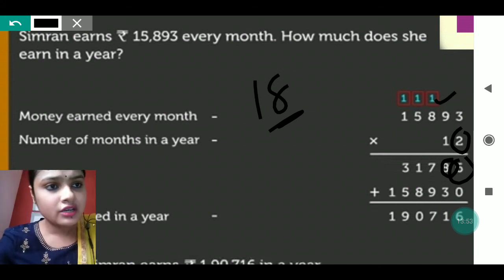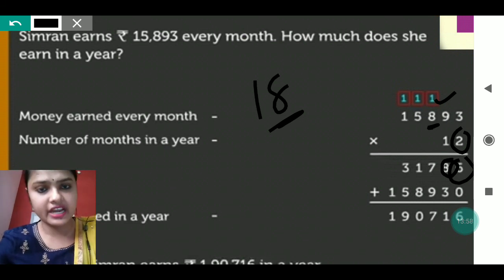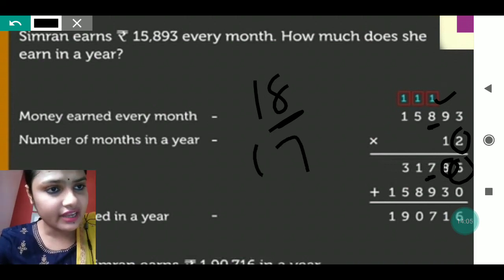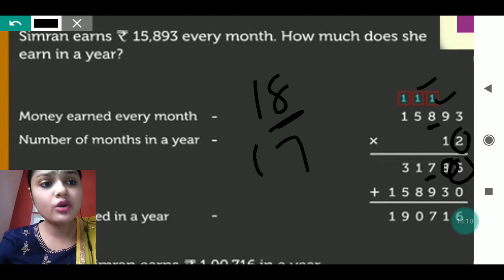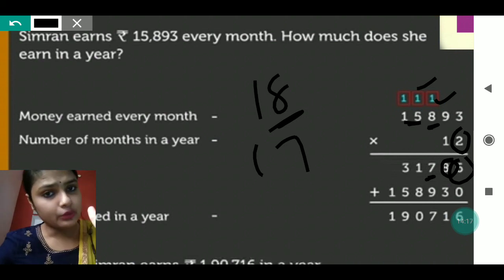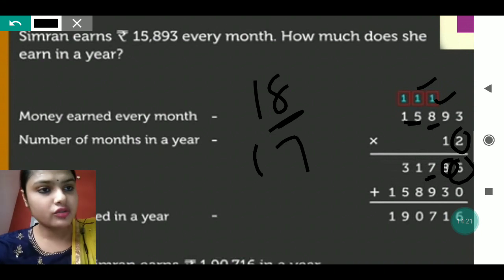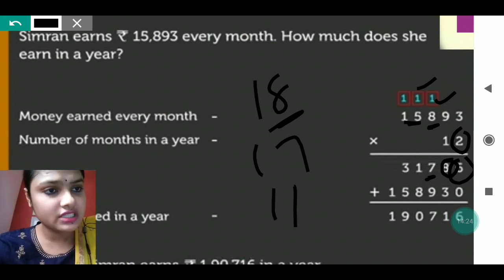Now we will multiply with 8. 8 into 2, let's read the table of 8. 8 ones are 8, 8 twos are 16. 16 plus 1 is 17. So 7 we write here and 1 carry again. Now 2 into 5, or 5 into 2. 5 ones are 5, 5 twos are 10. 10 plus 1 is 11. So 11 is also a 2-digit number. We write 1 here and take 1 as carry.